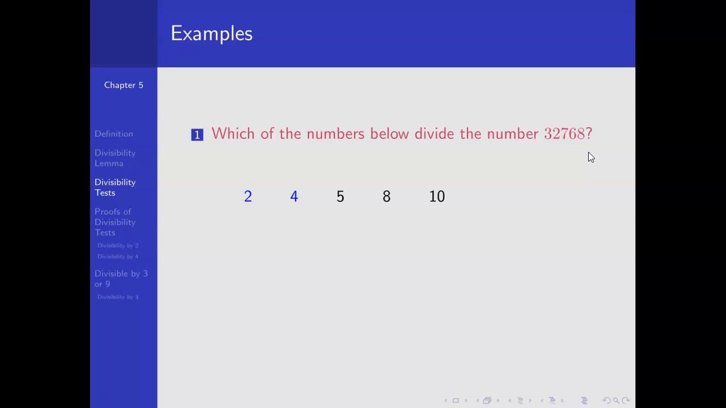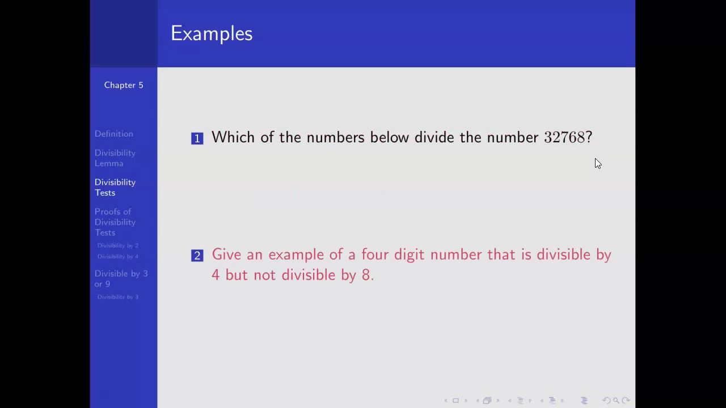It is not divisible by 5 because the last digit is not a 0 or a 5. And then if we look at 768, the last 3 digits, that is divisible by 8. You get 96 when you divide. So 32,768 is divisible by 8. And it is not divisible by 10 because the last digit is not a 0. So that's how we use the divisibility tests. And now we're going to go on and look at another example here.